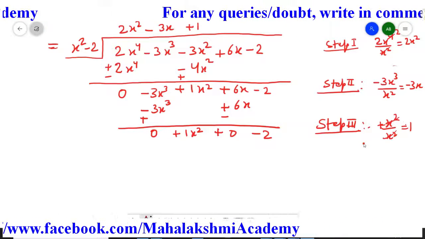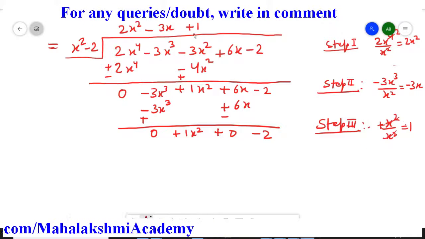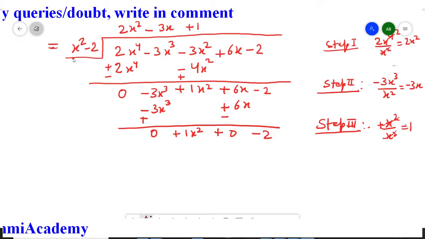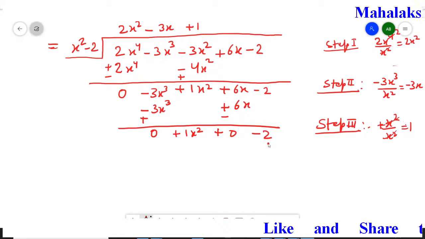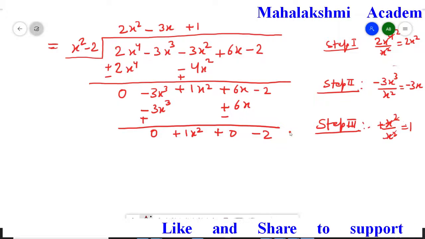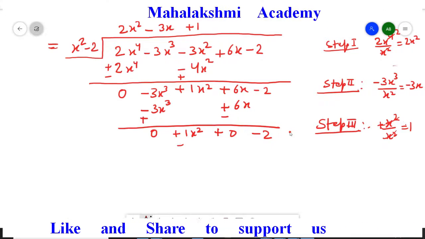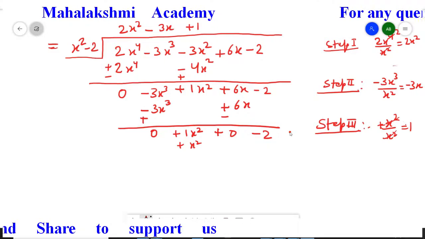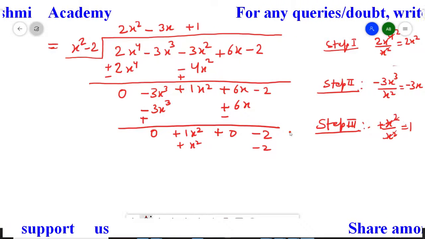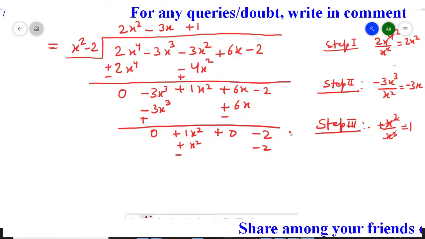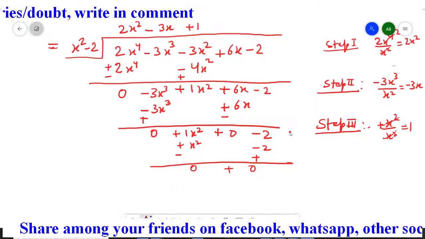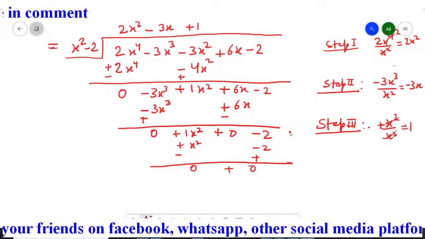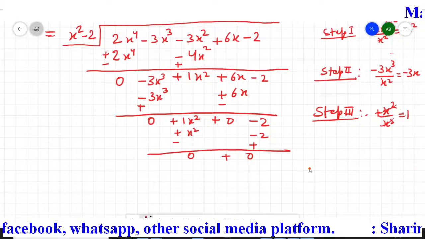Now students, you obtained the quotient plus 1. So by plus 1 just multiply both the terms. Any number multiplied by plus 1 is the same number. So arrange them under the like terms. So when you do it, you get here plus x square and minus 2. Now do the sign changes. It's plus, so minus, and it's minus, so it's going to be plus. Subtract them, you will get only 0 and 0. So the remainder is 0.